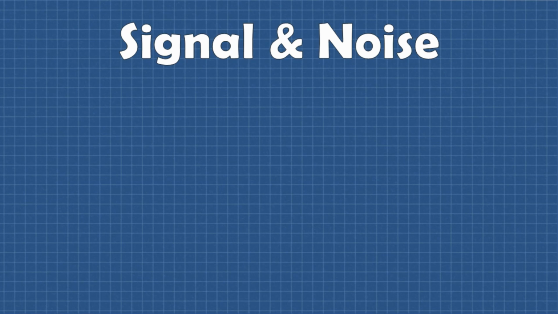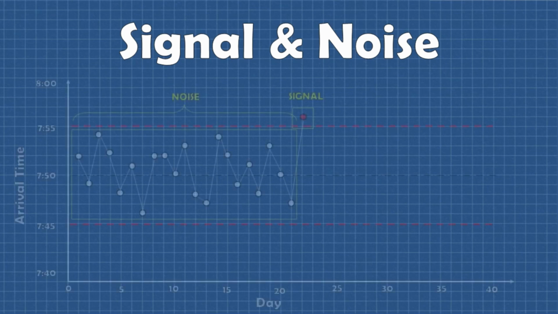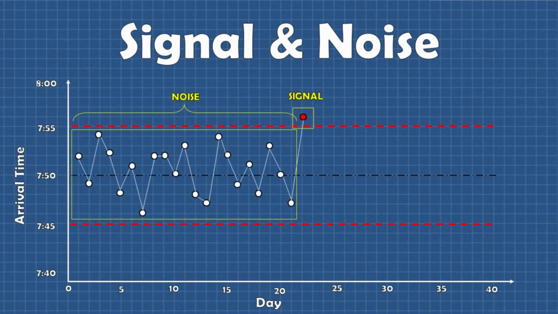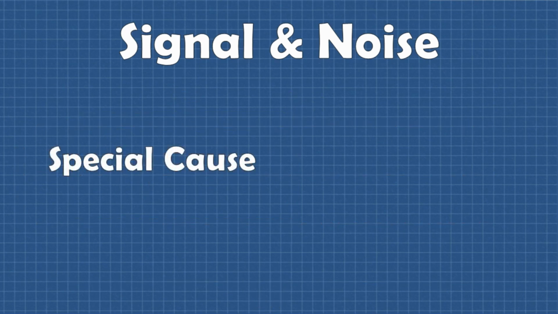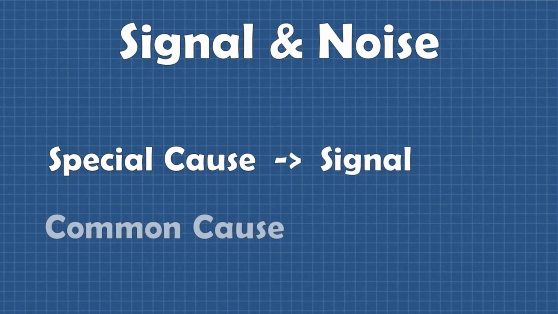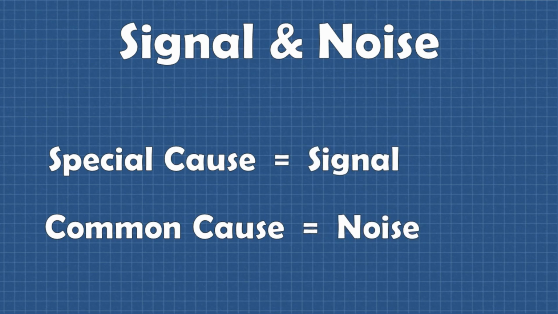Signal and noise are really just terms for how we categorize the data on the chart, where signals are points that are outside the control limits and noise are points that are inside the control limits. So basically, special cause variation is what leads to a signal and common cause variation is what just creates noise. And you may also see these terms used interchangeably.